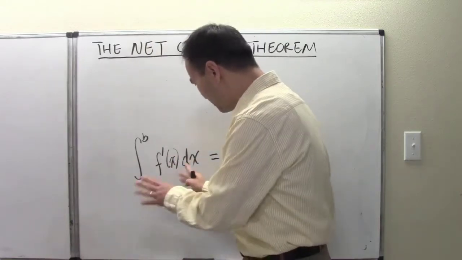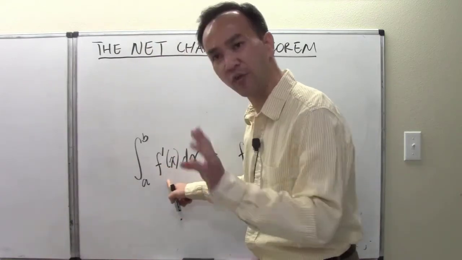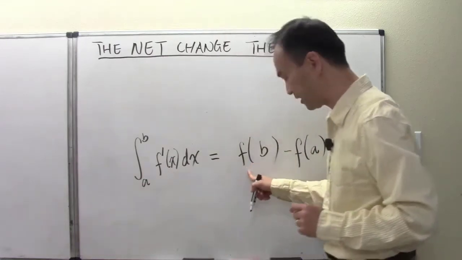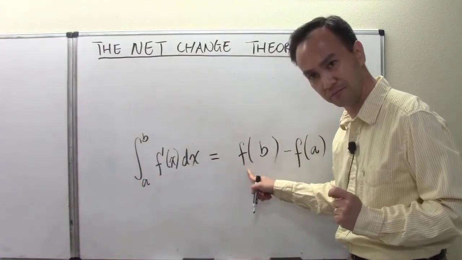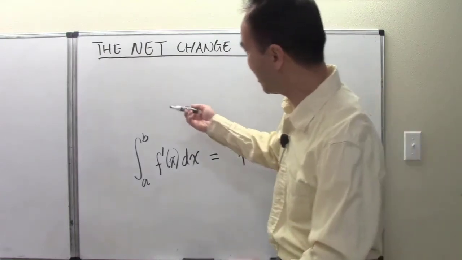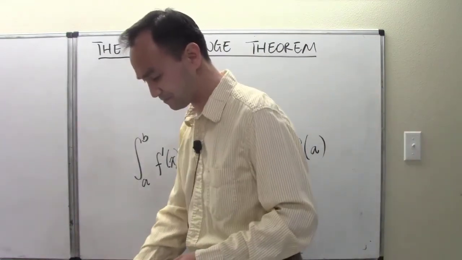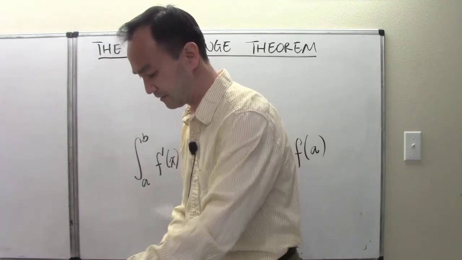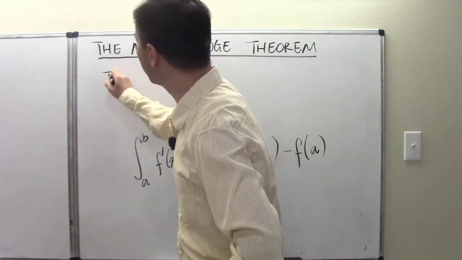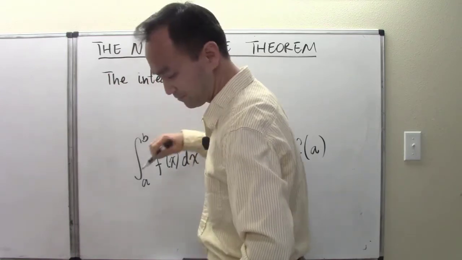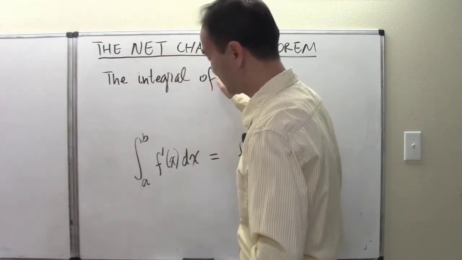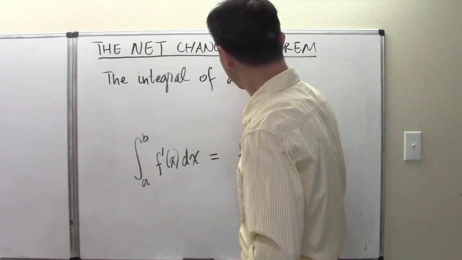Well, we've learned from calculus 1 that the derivative is known as the rate of change. It's the rate of change relative to that original function. And so now I'm going to say the integral, or the definite integral, of a rate of change.